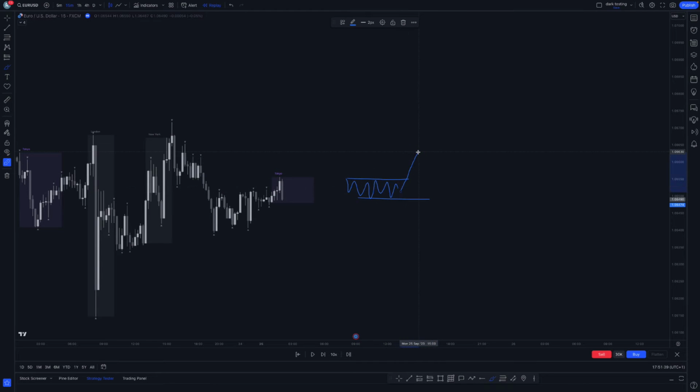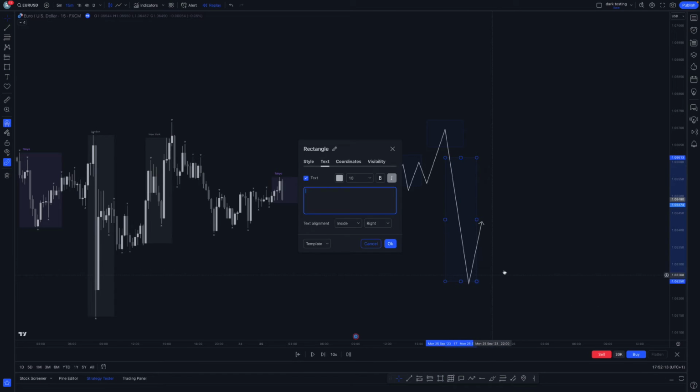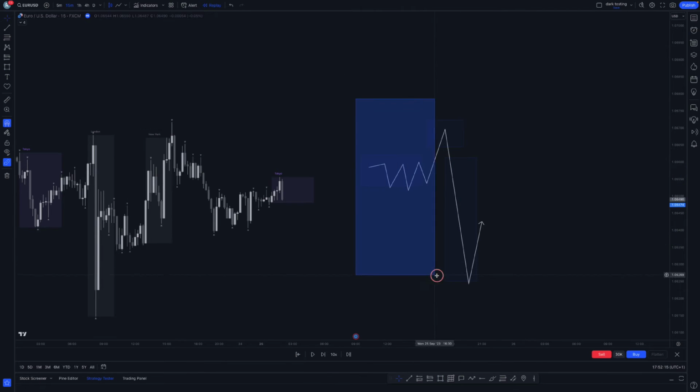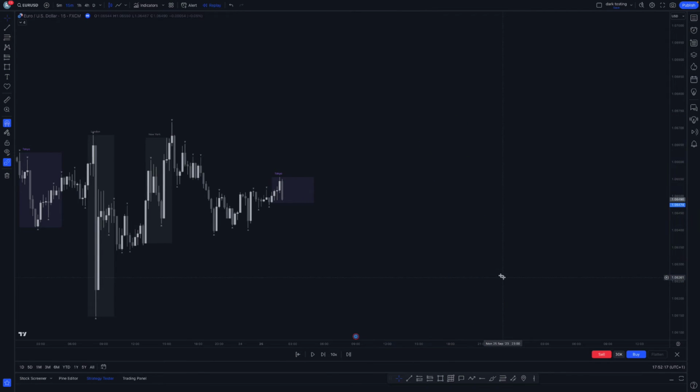We will get a move above this consolidation in terms of our manipulation, and then we'll get a distribution to the downside. So how it would look is just something really simple like this. Trade up, trade down, and then we'll get our candle close. So we get our accumulation, we then get our manipulation, and then we get our distribution. So that's the model we're trading. Super simple. So what we can do now is look at our Asia session.